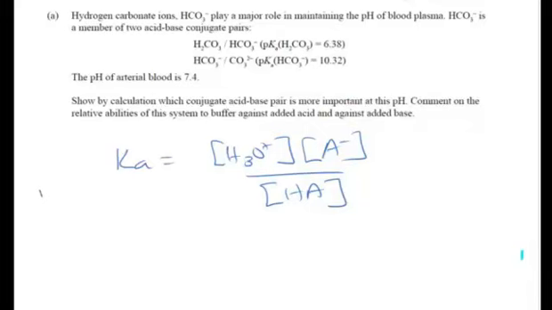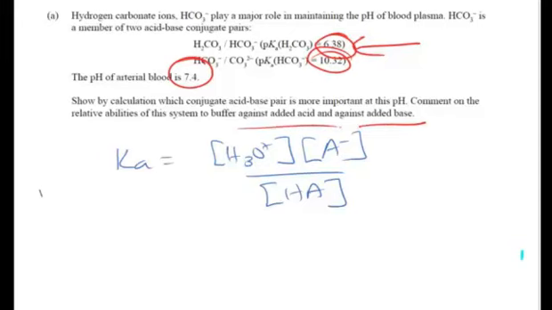Now in this question we're being asked to compare two possible buffer situations where we're told that hydrogen carbonate plays a major role in the pH of blood plasma. We're given one scenario where it's H2CO3, HCO3 minus with a pKa of 6.38, and a separate one where it's 10.32. And we're told the pH of the blood is 7.4, and we're going to show which one is more significant at this pH in terms of its ability to buffer against added acid and base.